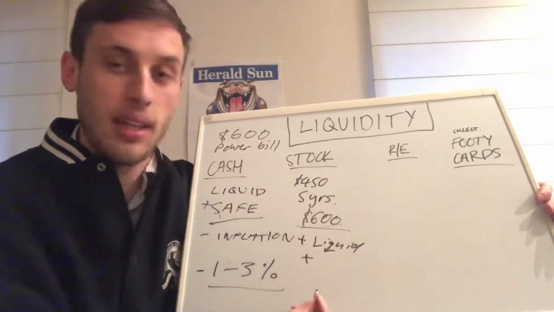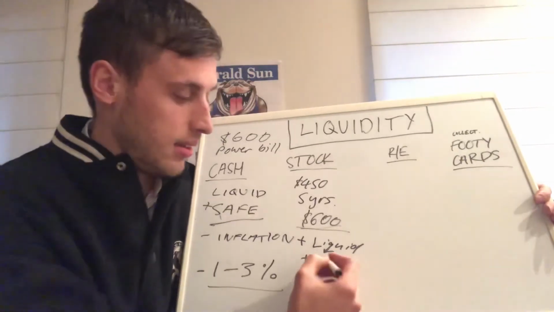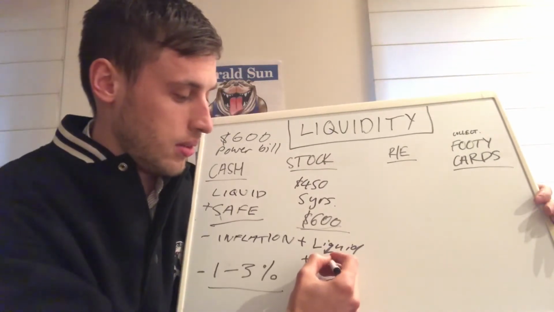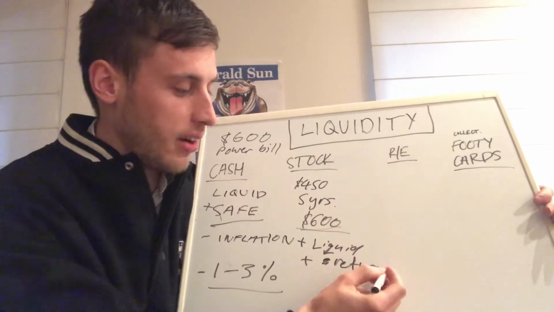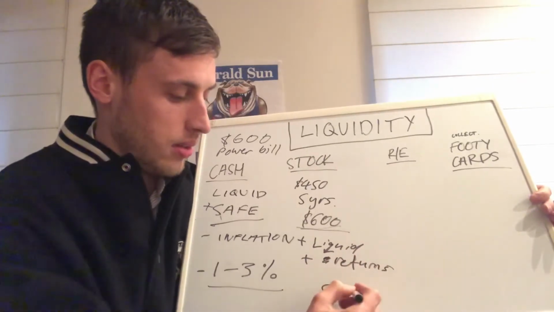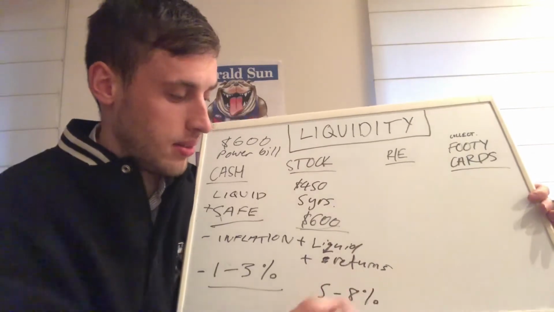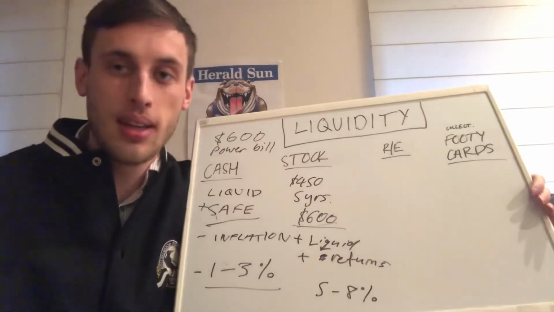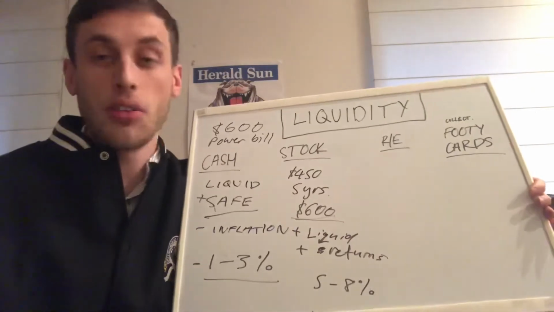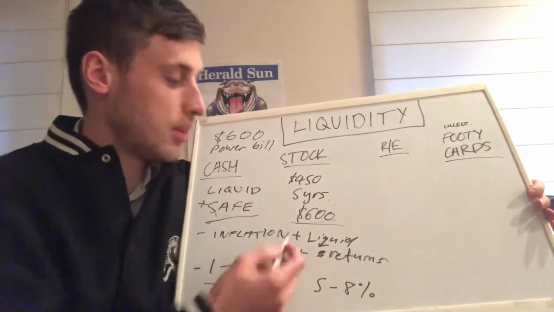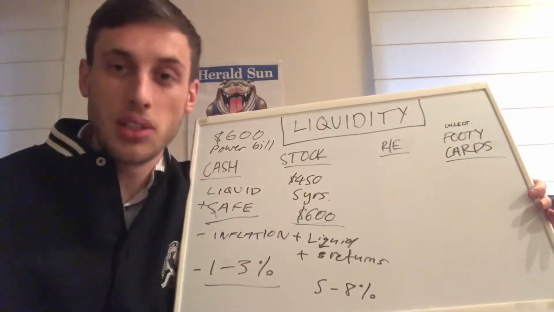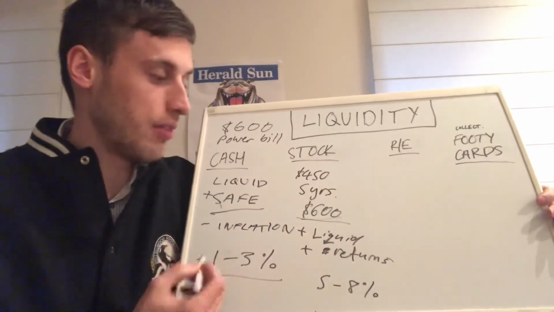And the other positive is that historically it's good returns. Historically, the stock market has given you about 5 to 8% gross returns. Very generally, in the long run, that's probably the kind of return you're looking at, 5 to 8%. So it's very liquid, and it gives you positive returns, unlike cash, which gives you negative returns.